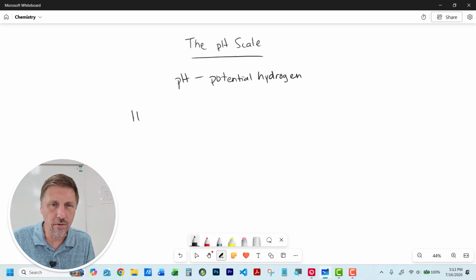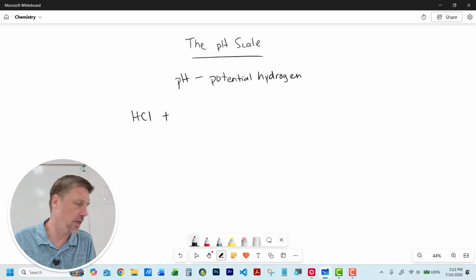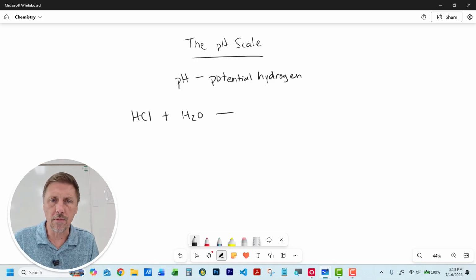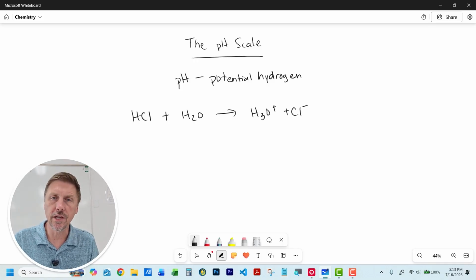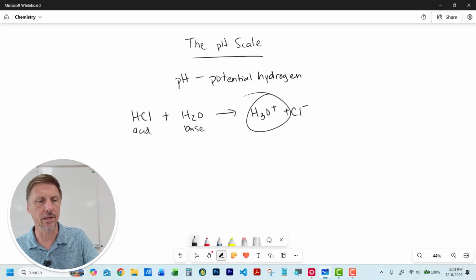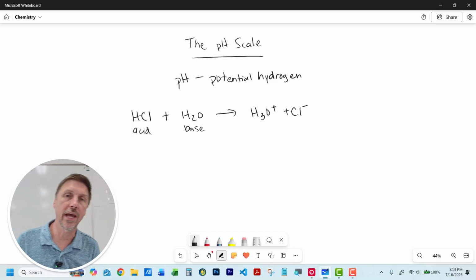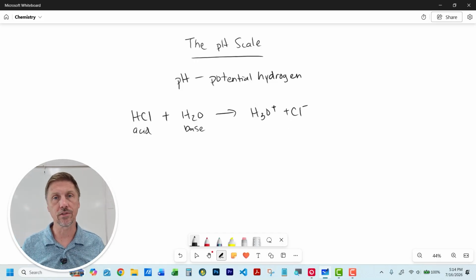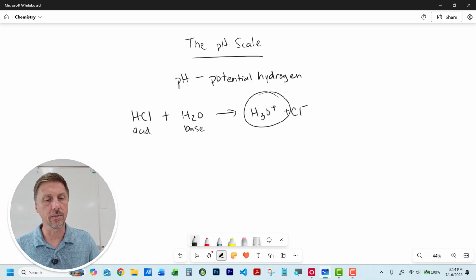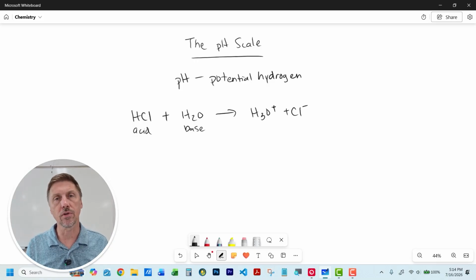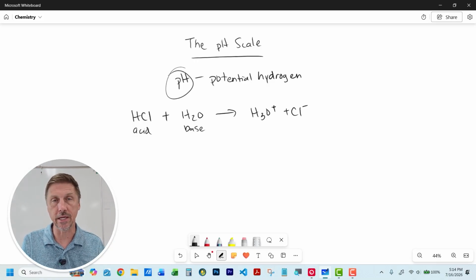And so you don't have to know how to do this. I just want to show you an example here. I won't necessarily give you a problem where you have a reaction like this. But notice in this reaction, this is our acid, this is our base. And the result is this hydronium ion is produced. It turns out anytime you have an acid in a solution, there's going to be water present, and this hydronium ion will be formed. And so the presence of that hydronium ion is actually how we determine the pH of a substance.